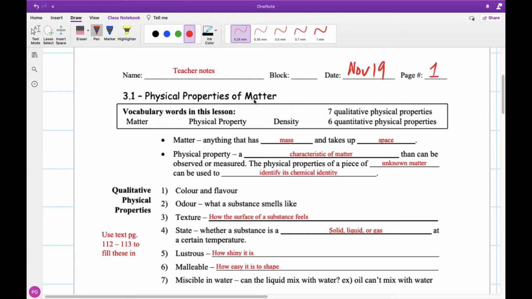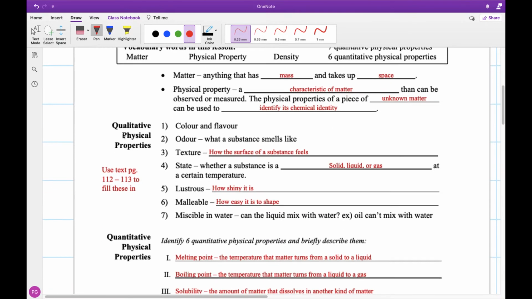When we're talking about physical properties of matter, we have to first define what matter is, and that is anything that has mass and takes up space. So something that's heavy and it takes up physical space. A physical property is a characteristic of that matter that you can measure or observe, and it can help us identify what the matter is.